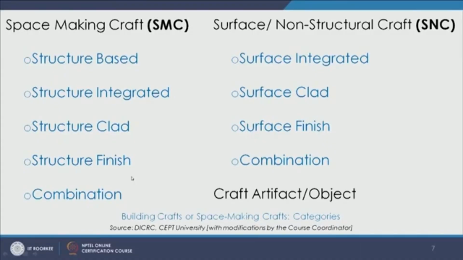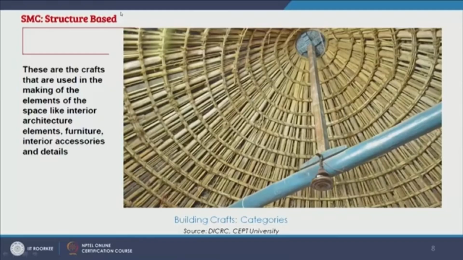So we discussed in the previous module that space making crafts which are structural could be structure based, structure integrated, they could be just cladding, structure finish, or a combination and permutation of these. We could have surface integrated, surface clad, surface finish, and again a permutation and combination of these. And then we see craft just as an artifact or an object. So here if we see the structure based building craft, these are the crafts that are used in the making of the elements of the space, like interior architecture elements, furniture, interior accessories and details.